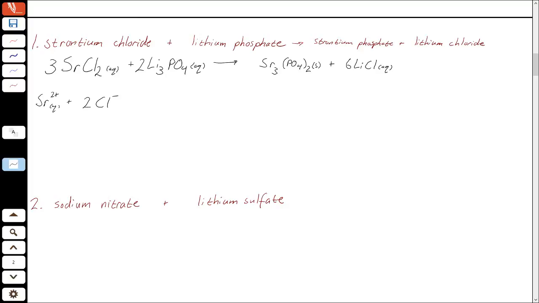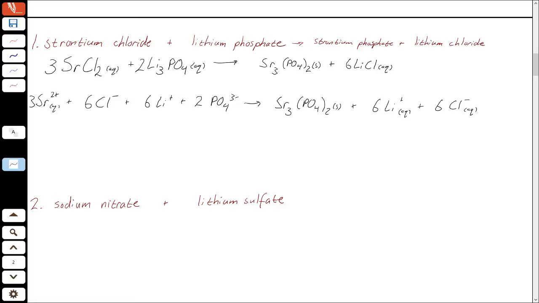These reactions are usually fairly easy to balance. All right, so that means that we have 3 of these, and not 2, but 6 of these. 6 lithiums, 2 phosphates. And then in our product, we've got our precipitate, and our 6 lithium ions, and our 6 chloride ions. Okay, there's our complete ionic equation.